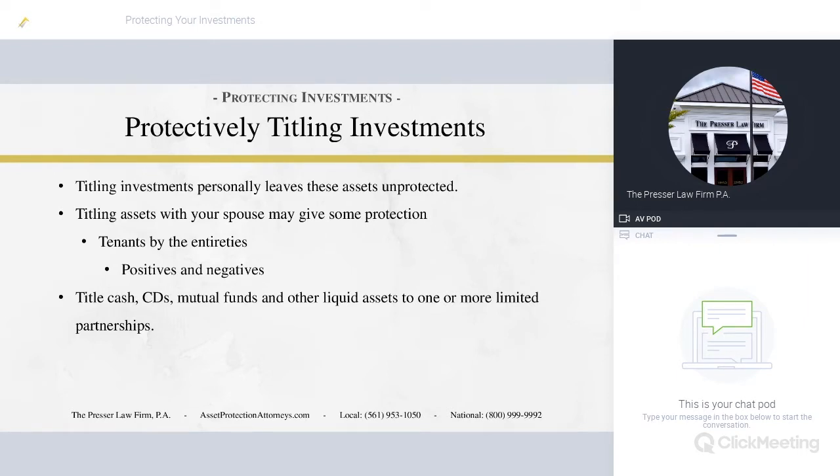It works most of the time. It's not perfect, but it's definitely usable as a strategy and as a layered strategy. The problem with relying solely on investments owned as tenants by the entireties is we don't know which spouse is going to die first. And if the spouse with the judgment survives the spouse without the judgment, then all of a sudden you have a completely exposed asset. So it's not the best way.